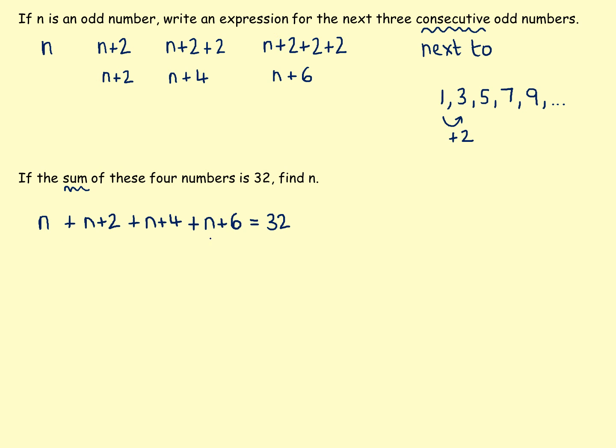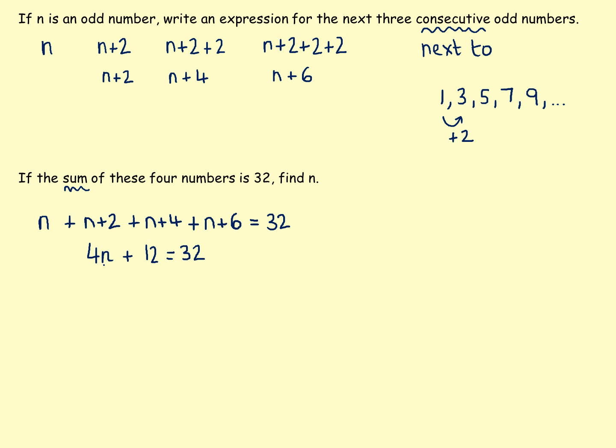Now let's tidy this up by collecting like terms. We've got 1, 2, 3, 4 n's, so we can write that as 4n. We've got 2 plus 4 plus 6, that's 12. And that gives us a linear equation. So we now need to solve that. So try and find out what n is.